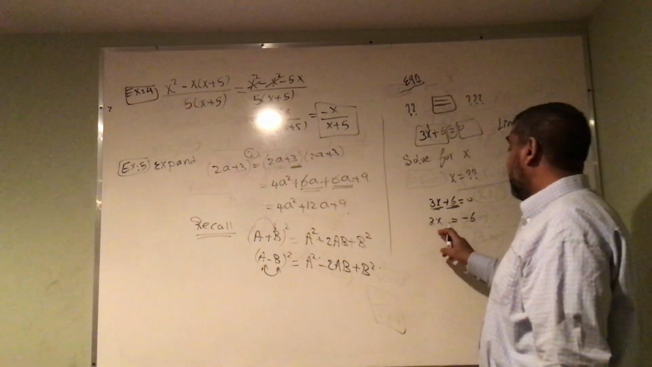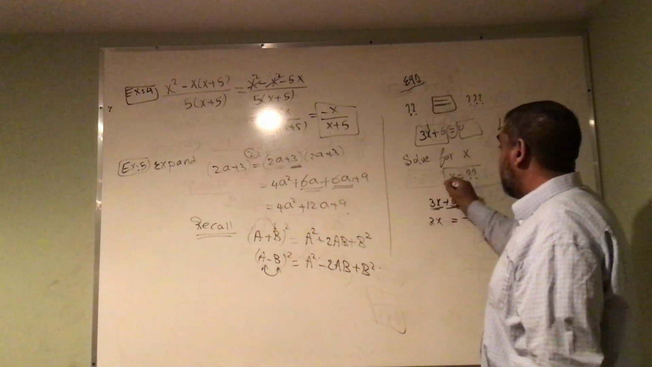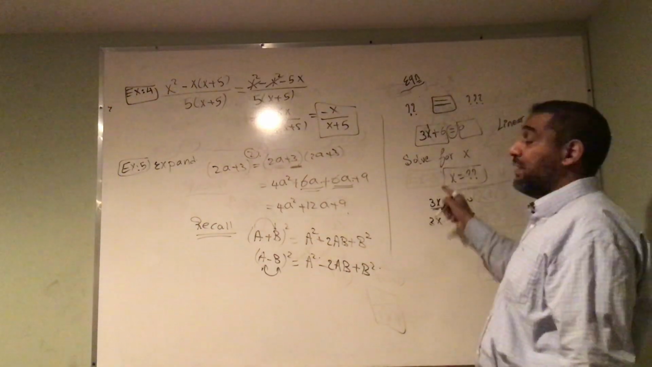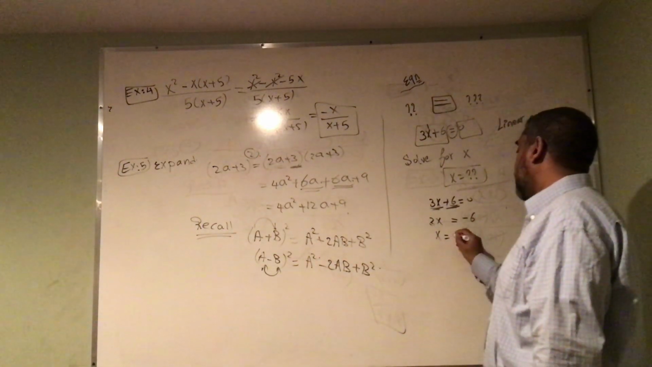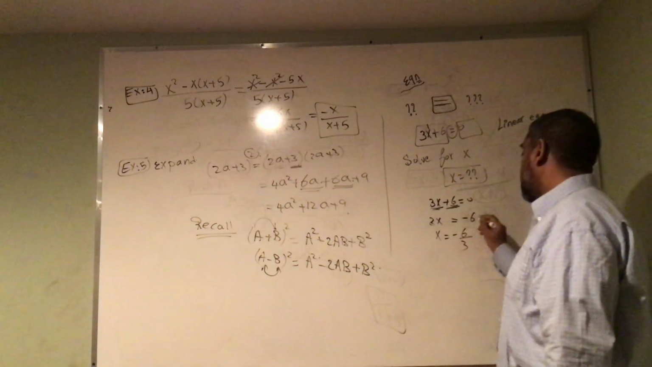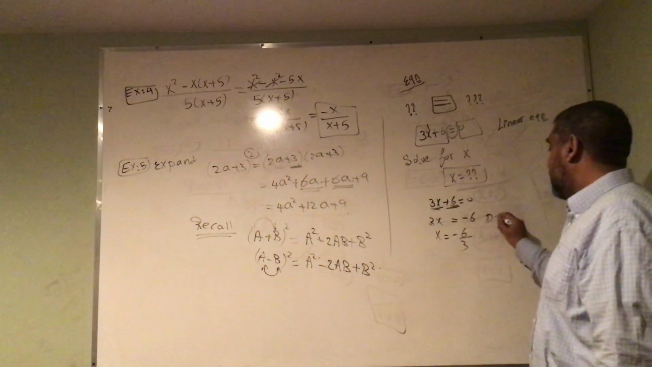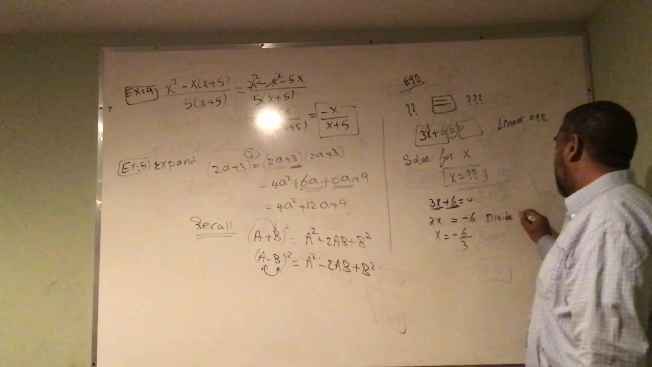Because our goal here is to solve for x, the number in front of x must be 1. Then I have to divide by 3. So what is your x? It will be minus 6 divided by 3. What I'm doing here is just dividing both sides by 3.